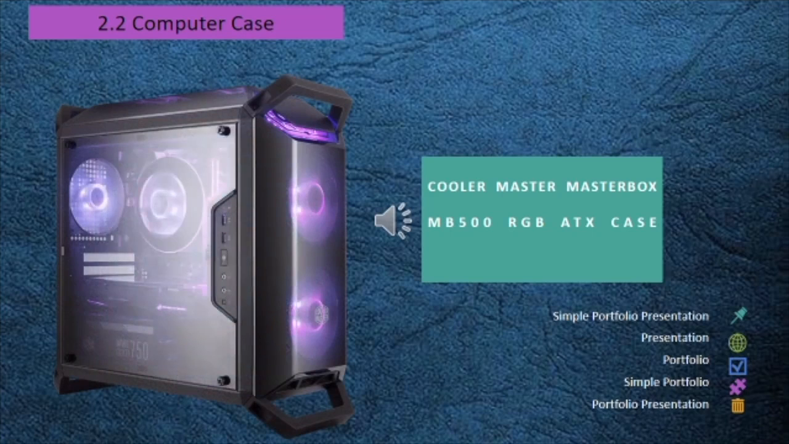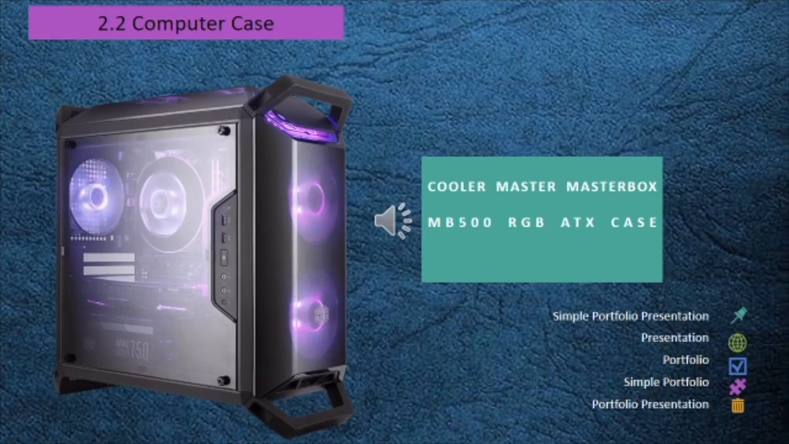The second one is the computer case. The main function of the computer case is to protect the computer components from harm. For the computer case, I have chosen the Cooler Master brand MasterBox MB500 RGB ATX. This computer case supports ATX, micro ATX, and mini ATX motherboards. For fan and radiator support, the rear supports a 120mm fan or radiator and the top supports up to two 120mm fans, with two pre-installed 120mm RGB fans in the front and a single 120mm RGB fan.